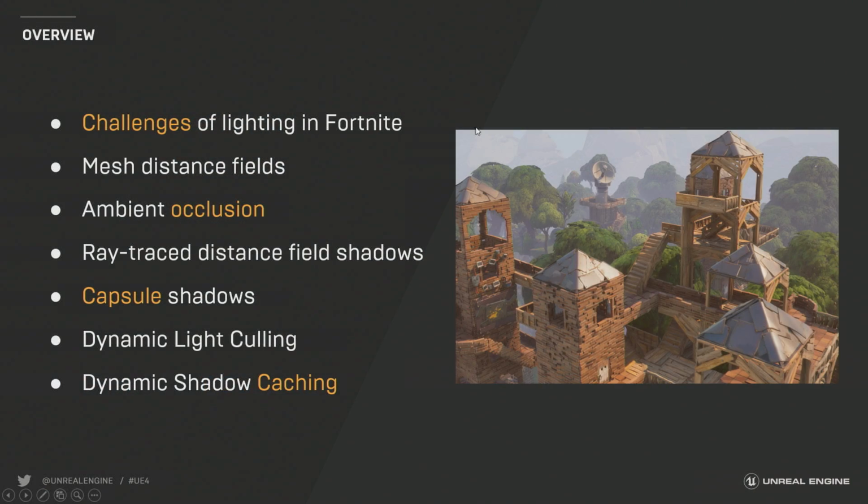In this session, we're going to be taking a look at Fortnite's real-time lighting tools and techniques. As a quick overview, we're going to cover the challenges of lighting in Fortnite, basically the hurdles we had to overcome to make that game even possible. We'll talk about mesh distance fields, some ambient occlusion stuff. We'll talk about ray trace distance field shadows, capsule shadows on characters, and then some lighting optimization features we added to the engine by way of dynamic light culling and dynamic shadow caching, where I get to do a lot of hand puppety stuff. It'll be very exciting.